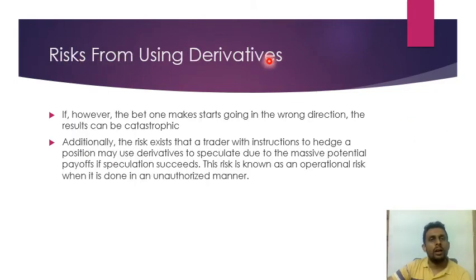Risk from using derivatives. If the bet starts going in the wrong direction, it can be catastrophic. Additionally, there is the risk that a trader who is instructed to add a hedge position makes use of derivatives to speculate, due to the massive potential payoff of speculation if it succeeds.